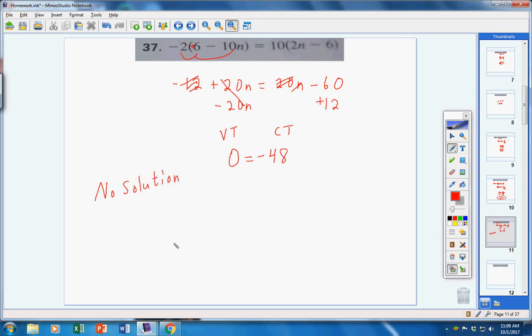Okay? No solution. Now, students, please listen to me carefully. Sometimes, forget this problem for a second, just forget it. Sometimes, at the end of an equation, you'll end up with something like this. 2x equals 0. And the students stop and they put no solution. That's wrong. Here, the variable terms canceled out. The constant terms did not. That's when it's no solution. Here, the variable terms did not cancel out, so you're okay to finish the problem. You simply divide by 2, and x equals 0. Okay?